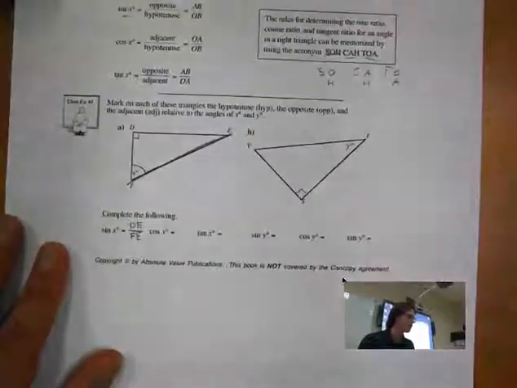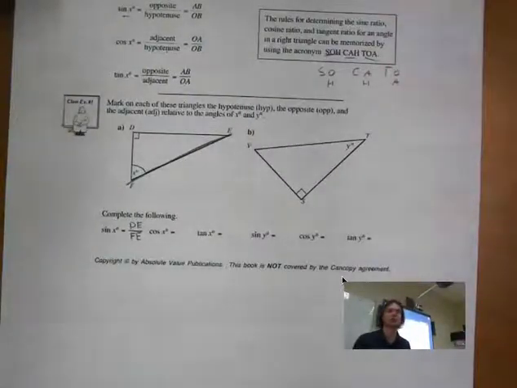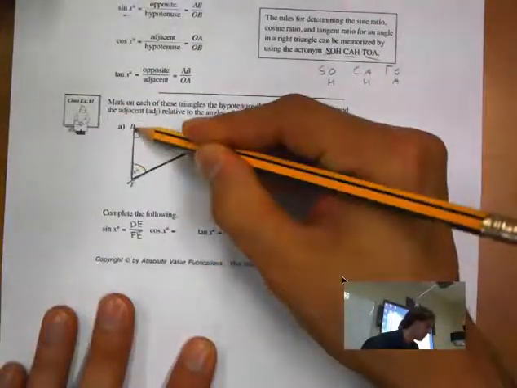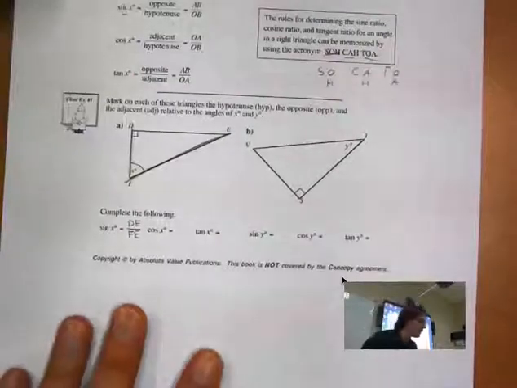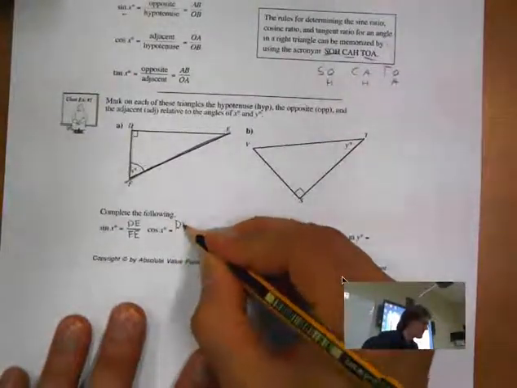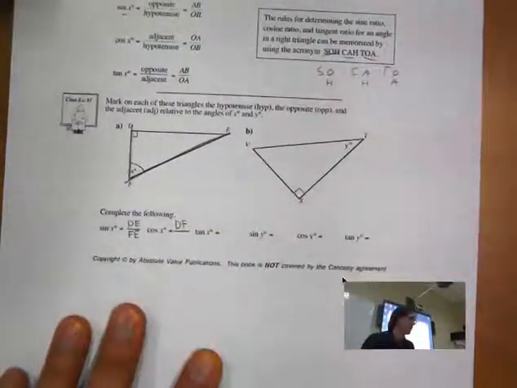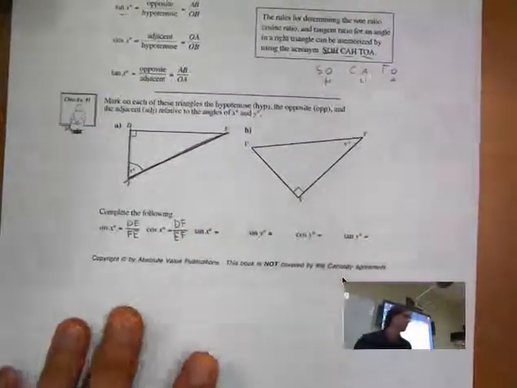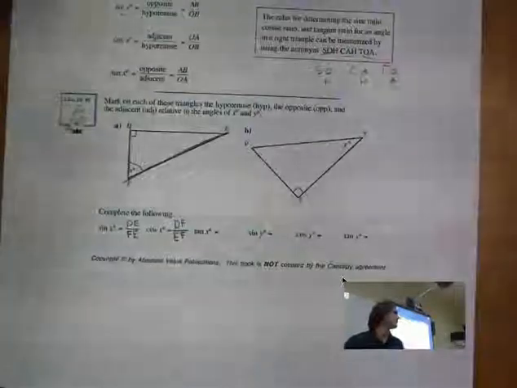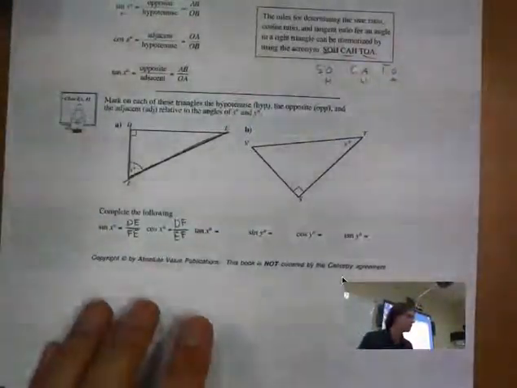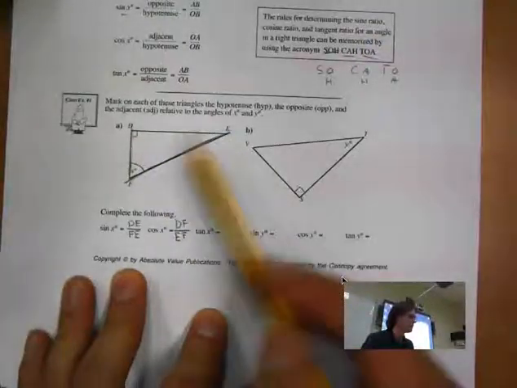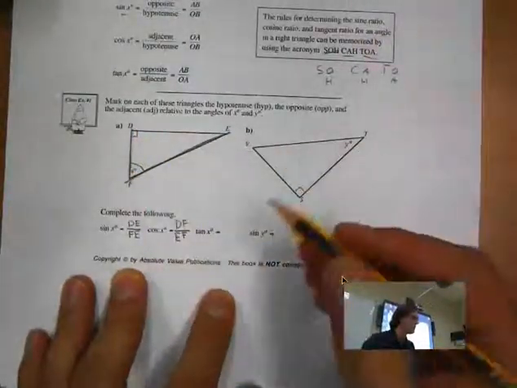Now we're going to look at cosine. Cosine is always adjacent over hypotenuse. My adjacent to angle x is the one touching it, which is DF. Now the hypotenuse never changes, it is EF. Now we're going to look at tan x. So tan x is going to be my opposite, DE, over adjacent.